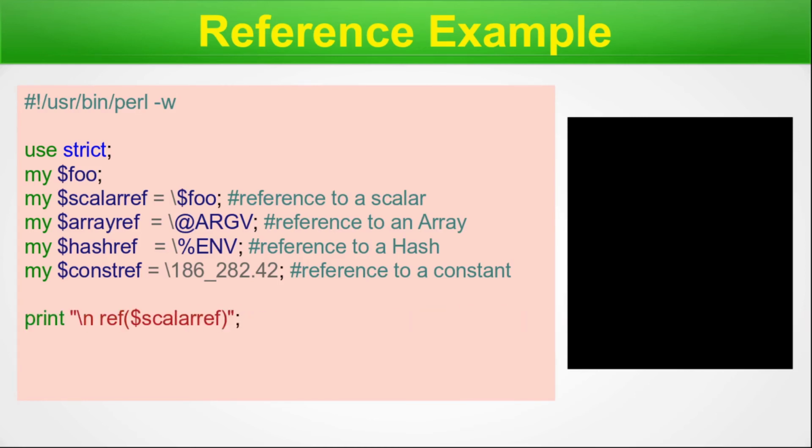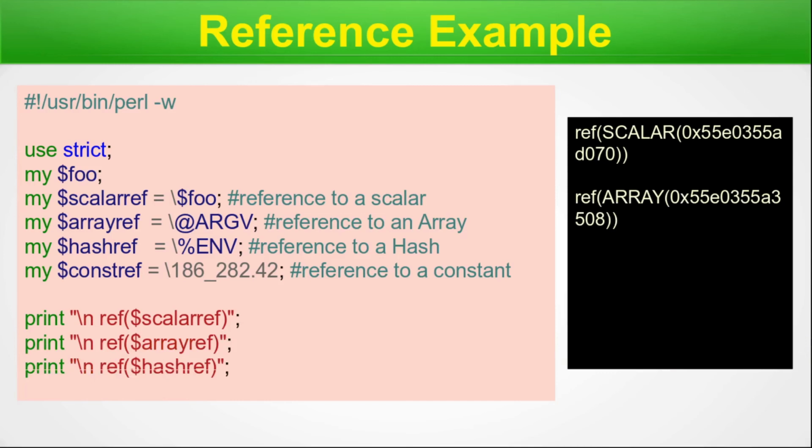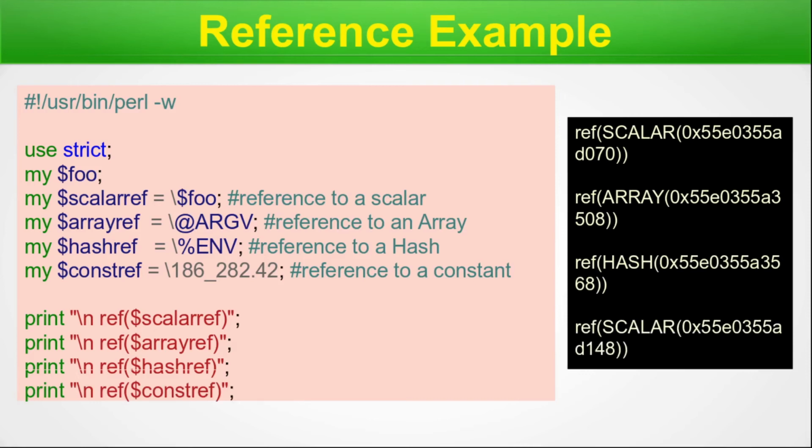Now we print here, print "\n", ref scalar ref. You can see it prints in the right hand black box: scalar. Next we print the array ref, so it will print ARRAY. Then we write print ref hash ref, it will print HASH. So this ref function is identifying each type of the reference one by one, and then we write constant ref. Here it is returning SCALAR, because the constant is also a scalar value.